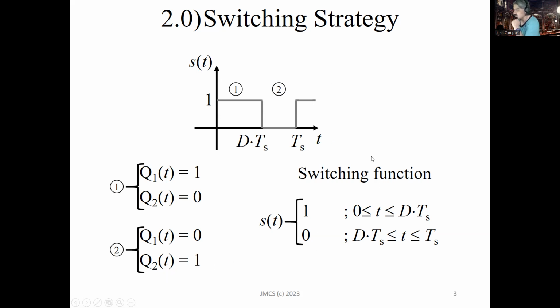So, taking into account this information, we can define the switching function. This switching function, as you can see here, I call it a function of t, and the definition is piecewise. I mean, this switching function takes the value 1 when the time goes from 0 to the time DTS, and takes the value 0 in the other part of this switching cycle, I mean, DTS until TS. Of course, TS is the switching period of the system.